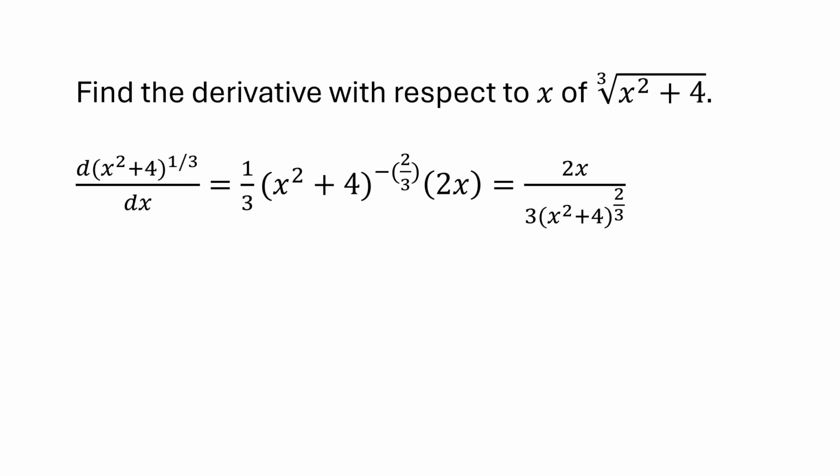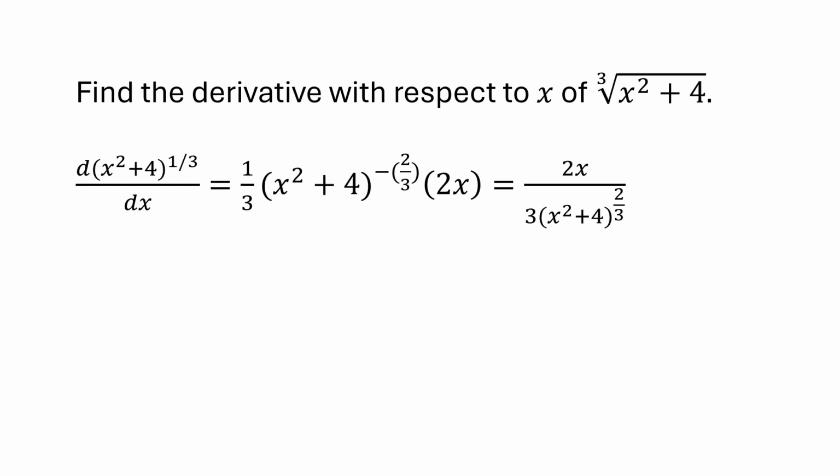We'll practice a little. Find the derivative with respect to x of the cube root of x squared plus 4. It's best when you have cube roots to write it in friendly exponent notation. So we have the derivative of x squared plus 4 to the 1/3 dx. And we'll treat x squared plus 4 as the first variable and take the derivative. We get 1/3 times x squared plus 4 to the negative 2/3.